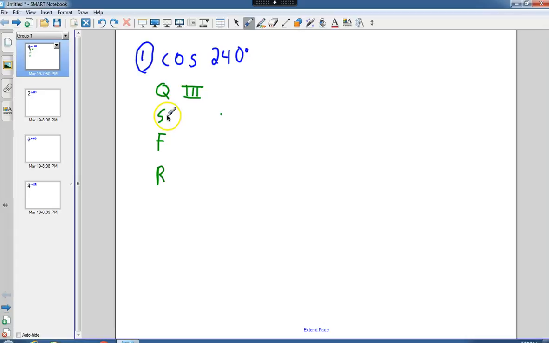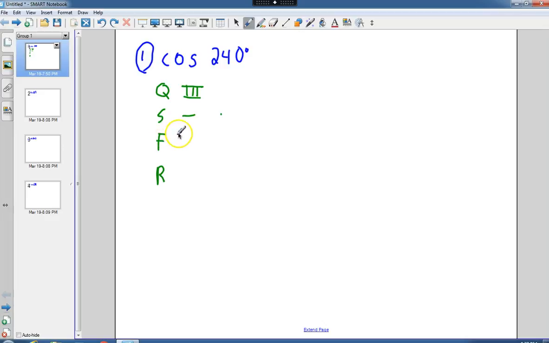From this here, we go on to the next letter in the acronym, which is S, and this stands for sine. But it's not the sine function, it's sine as in positive or negative. Is the cosine function positive or negative in quadrant 3? Well, remember that cosine is the same as the x-coordinate of our point on the unit circle, in quadrant 3, x-coordinates are negative, so cosine will be negative in quadrant 3.